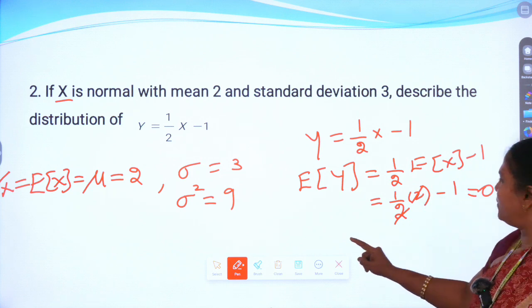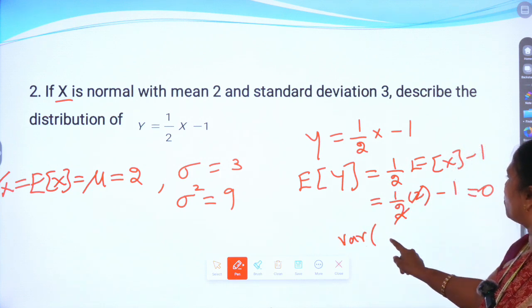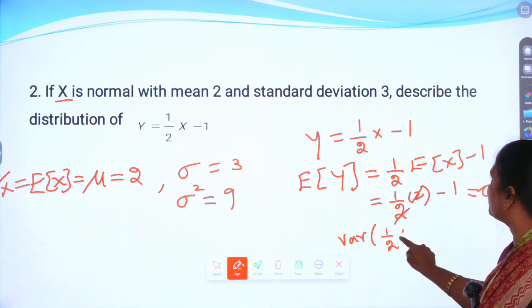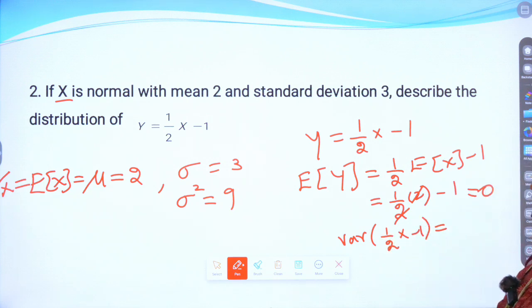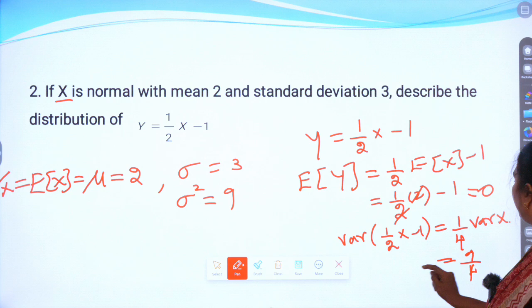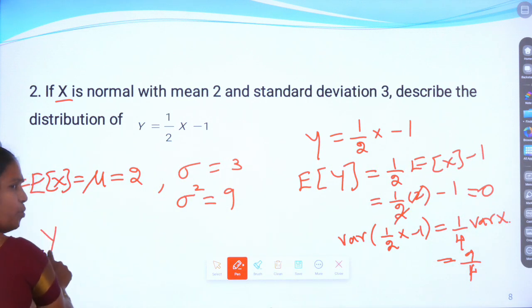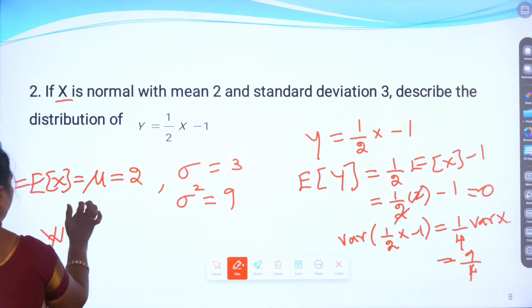Then we have to calculate the variance of y. Here y is 1 by 2x minus 1. If you find the variance for this, the constant becomes 1 by 2 the whole square, so directly we can write it as 1 by 4 times the variance of x. We know the variance of x is 9, so you will get 9 by 4. So how can we write the distribution here? y follows the normal.